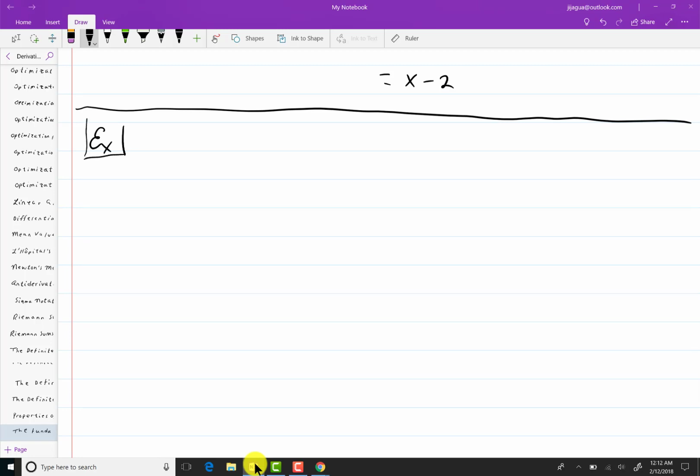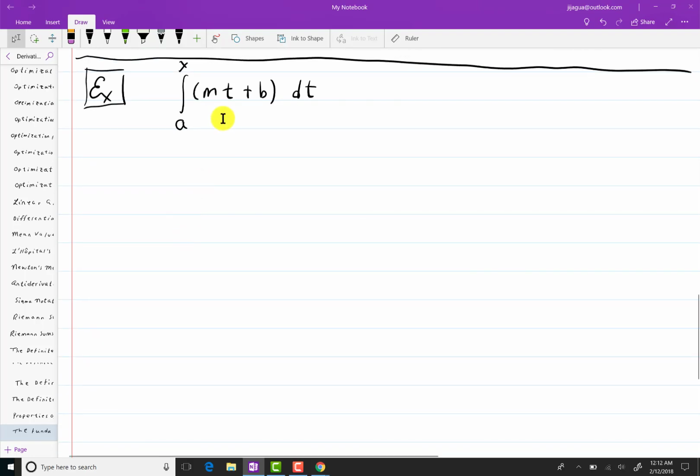Here's another example. Let's just do mt plus b, and we will go from, I don't know, a to x. None of these letters mean anything, except that x is the variable, dt. What I would like to know is a formula for this particular integral here. Of course, I don't want m to equal 0, because I want it to not be a horizontal function.